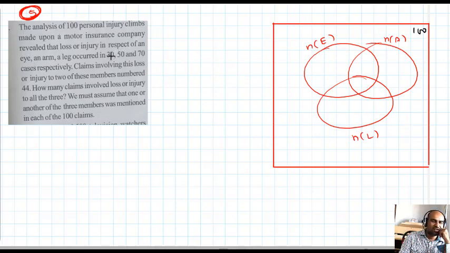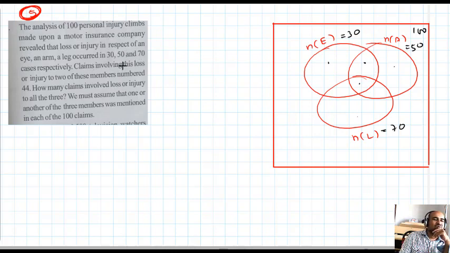Eye 30, arm 50, leg 70. But this is not given directly. For example, this person lost only eye. This person lost only arm. This person lost only leg. This person lost eye and arm. But what about this person? This person lost three: eye, arm, and leg.